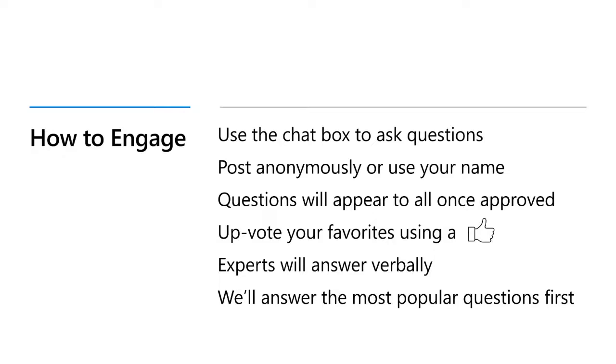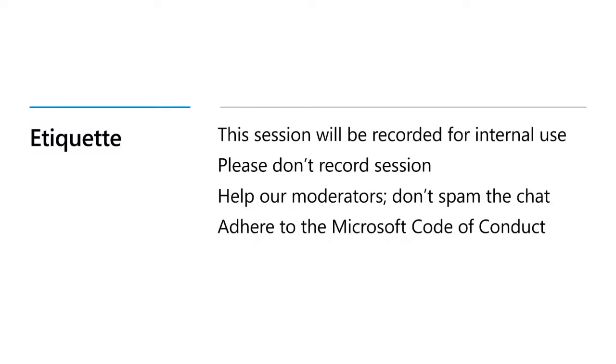So you'll see a chat box on your session. Use that to ask any questions. Post anonymously or use your name. And if a question is approved, then we will move it to the section where everyone can see it. We'd like if you could upvote your favorite questions because those will help us guide which questions we can answer. We have a few folks online that we can answer questions verbally on the screen, and others on the team will answer questions through the meeting chat. And again, we'll answer the most popular questions first, and we're expecting to see a lot of questions coming through, so it might take us a minute to get going, but once we do, we should be okay.